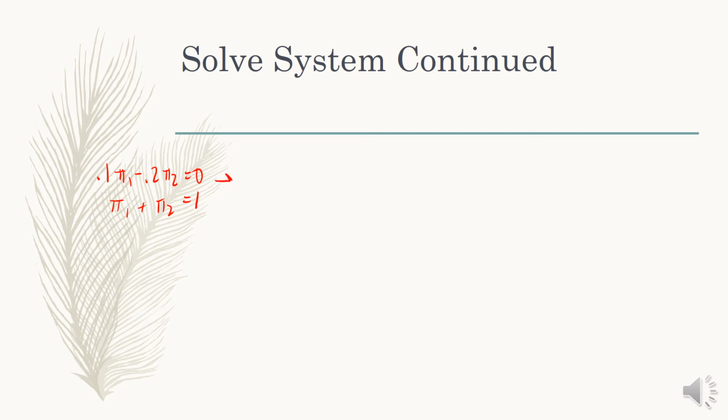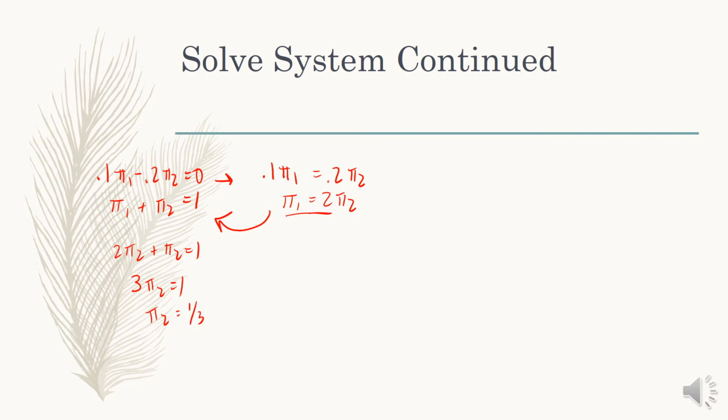I would probably take this first equation and solve it for pi 1. So I'll do 0.1 pi 1, add that other one to the other side, and then divide both sides by 0.1. So pi 1 equals 2 pi 2. Then I'll take that and plug it into my other equation. So 2 pi 2 plus pi 2 equals 1, which means that 3 pi 2 equals 1. So pi 2 equals 1/3.